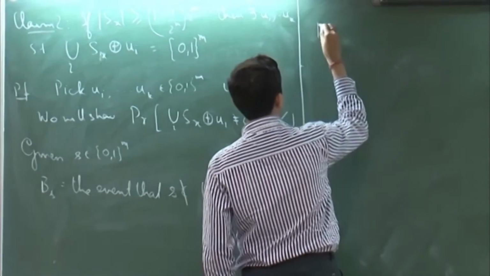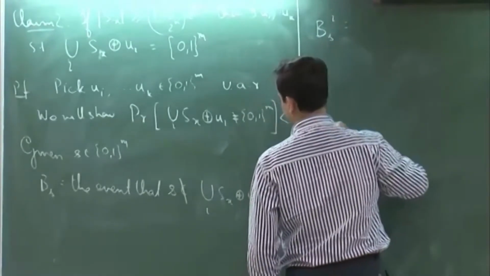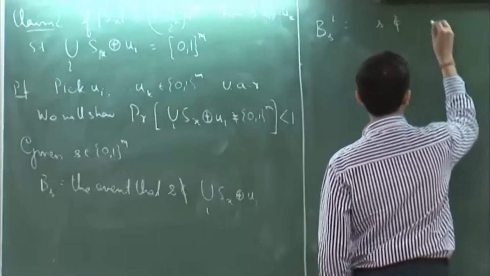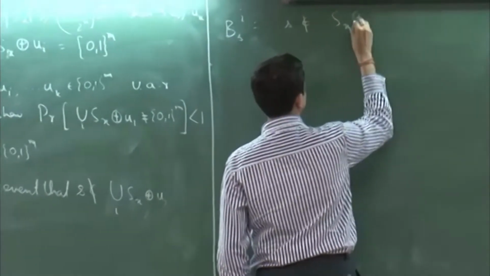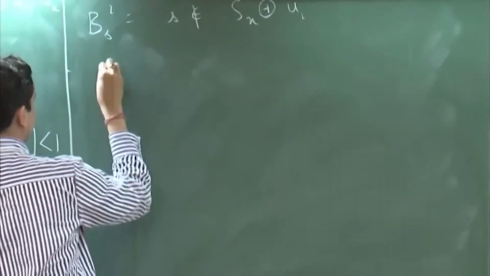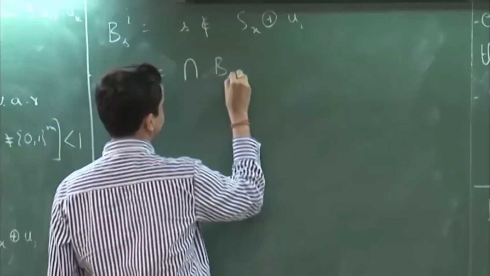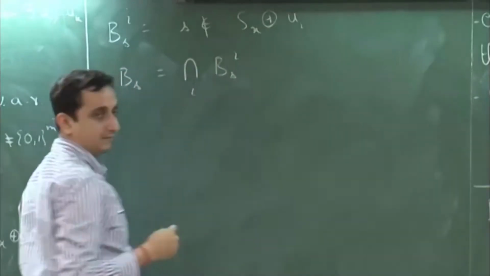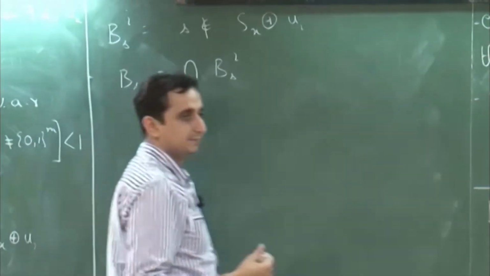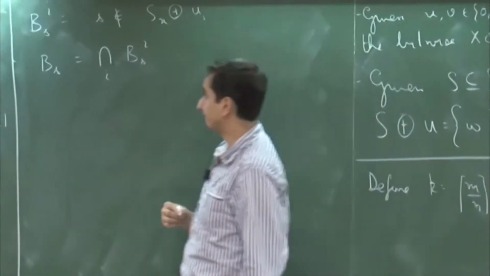We will define B_S,i as the event that S does not belong to S ⊕ u_i. Then B_S is the intersection of all these events. The probability that S does not belong to the union is the probability that it does not belong to each and every set S ⊕ u_i.